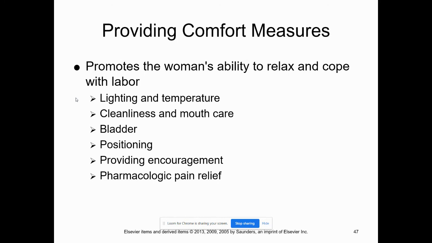Laboring in a tub called hydrotherapy is very, very helpful for many women, and that can be accomplished either at a home birth or at St. Elizabeth's in Red Bluff. Mercy Hospital does not have labor tubs, and per the nurses, they don't want them.